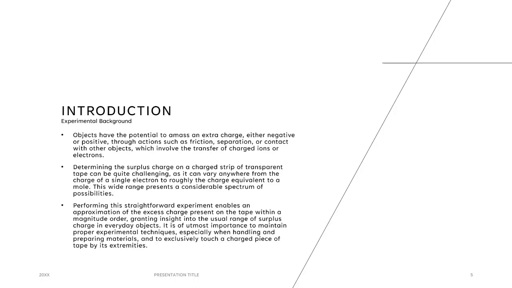Some experimental background on this lab is that objects have the potential to amass an extra charge, either negative or positive, through actions such as friction, separation, or contact with other objects, which involve the transfer of charged ions or electrons. Determining the surplus charge on a charged strip of transparent tape can be challenging, as it can vary anywhere from the charge of a single electron to roughly the charge equivalent to a mole. This wide range presents a considerable spectrum of possibilities.